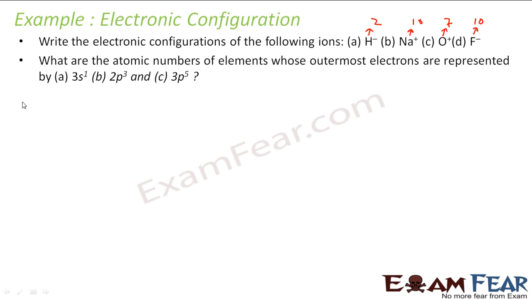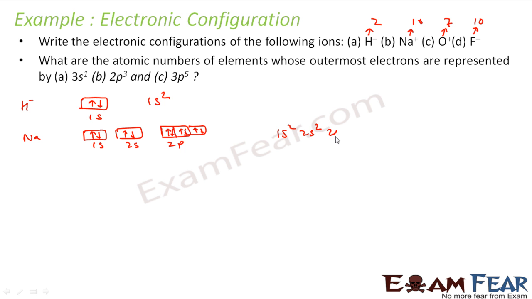So let's start with H minus. H minus will have 2 electrons, so 1s will be sufficient for this. So 1s2 will be the electronic configuration of H minus. Na plus has 10. So the 1s subshell, 2s subshell, and 2p subshell are also required. Correct, 10. So let's distribute. First, second, third comes here, fourth, fifth, sixth, seventh, eighth, ninth, 10. So the electronic configuration will be 1s2, the 2s shell has 2, the 2p shell has 6 electrons. This is the electronic configuration of Na plus.